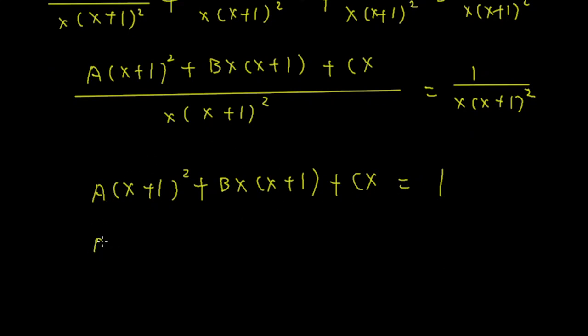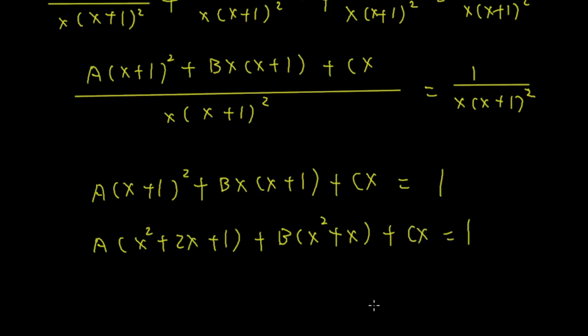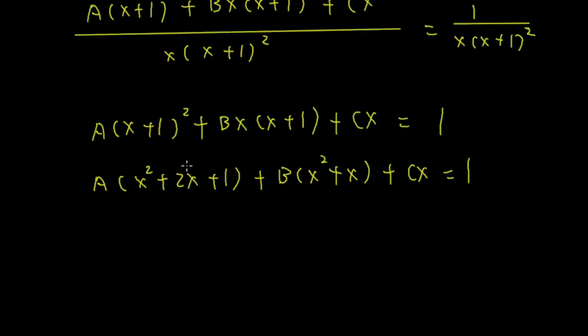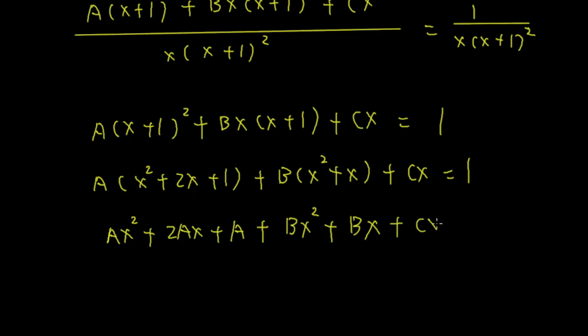Okay, so that will be a times, we know that this is equal to x squared plus 2x plus 1, plus, let's distribute the x, so b times (x squared plus x) plus cx equals 1. Now distribute the a and b. So a times x squared will be ax squared, plus a times 2x will be 2ax, plus a times 1 is a, plus b times x squared is bx squared, plus b times x is bx, plus cx equals 1.